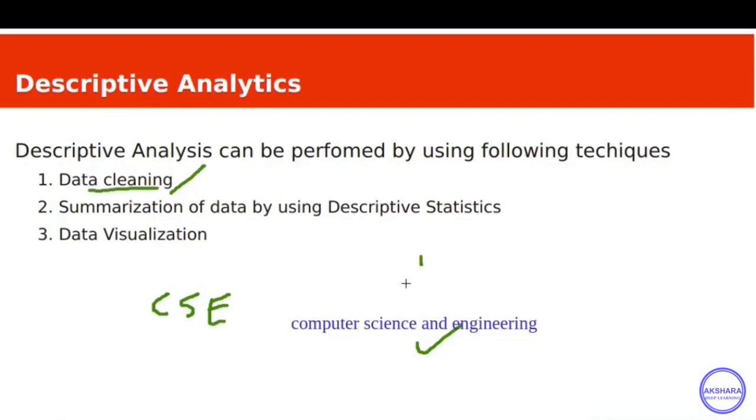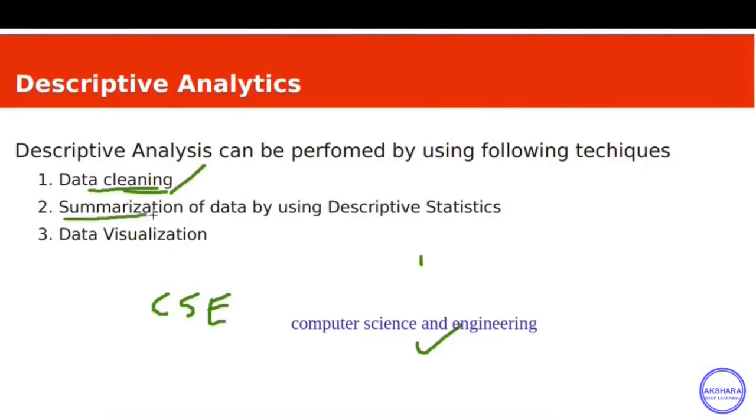If some missing data is present in your dataset, you have to replace that data with proper values. To do that, we need to know data types and measurement scales. We already discussed that in our previous class. We are not going to discuss the data cleaning part because you already did this in your data mining course. So I'm not going to discuss this part.